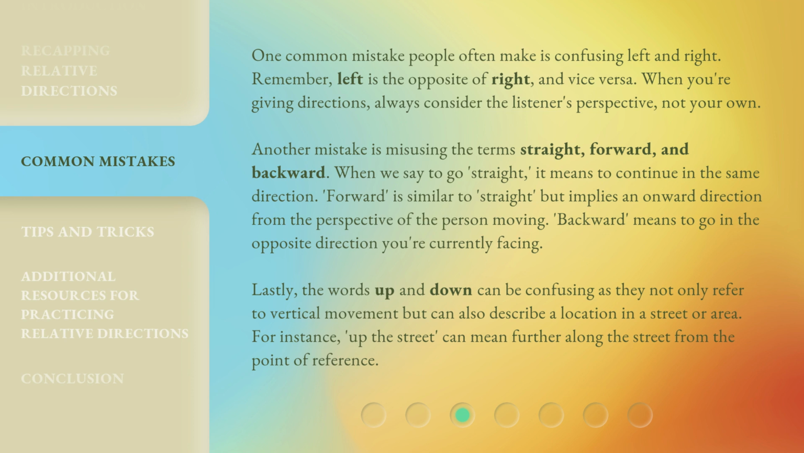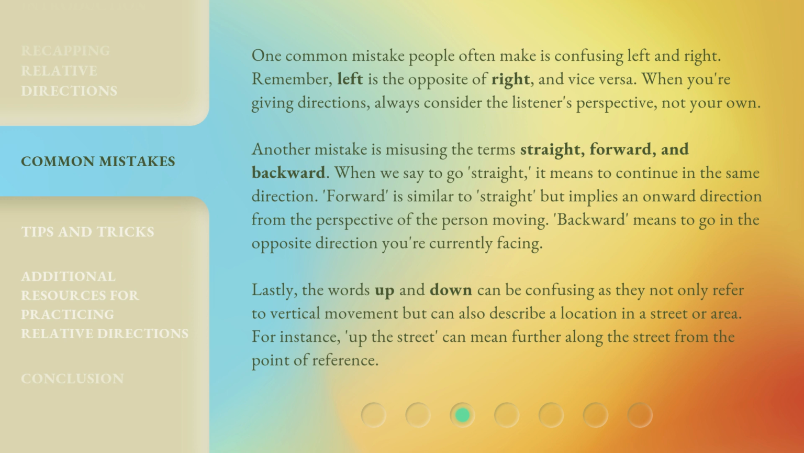Another mistake is misusing the terms straight, forward, and backward. When we say to go straight, it means to continue in the same direction. Forward is similar to straight, but implies an onward direction from the perspective of the person moving. Backward means to go in the opposite direction you're currently facing.